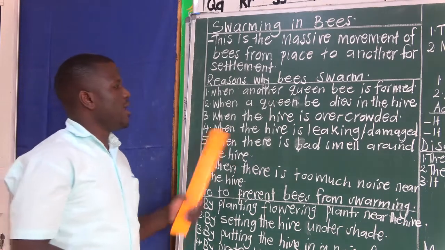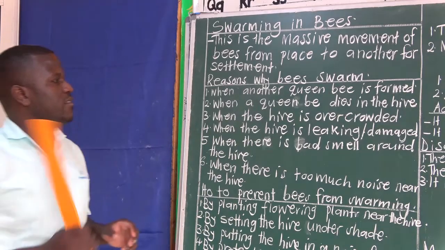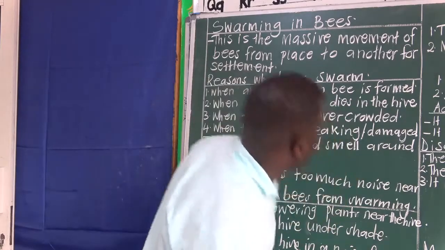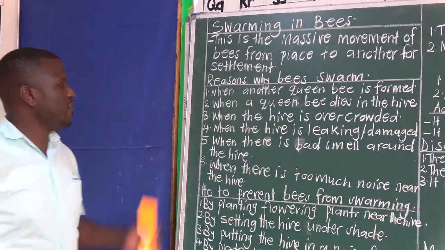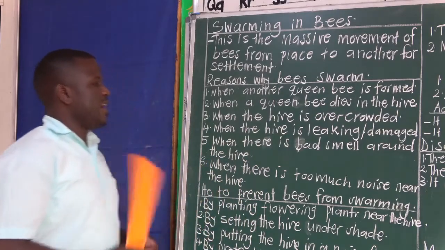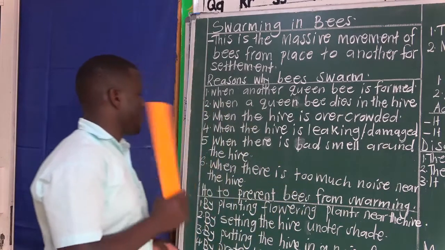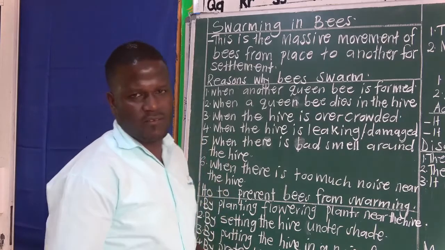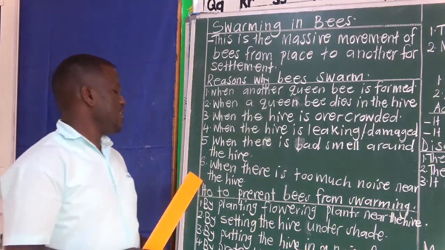One, when another queen bee is born or formed, when a queen bee dies, when the hive is overcrowded, when the hive is leaking or damaged, when there is bad smell around the hive, and when there is too much noise near the hive, bees will swarm. They will also swarm when they are attacked by their enemies, and so on.